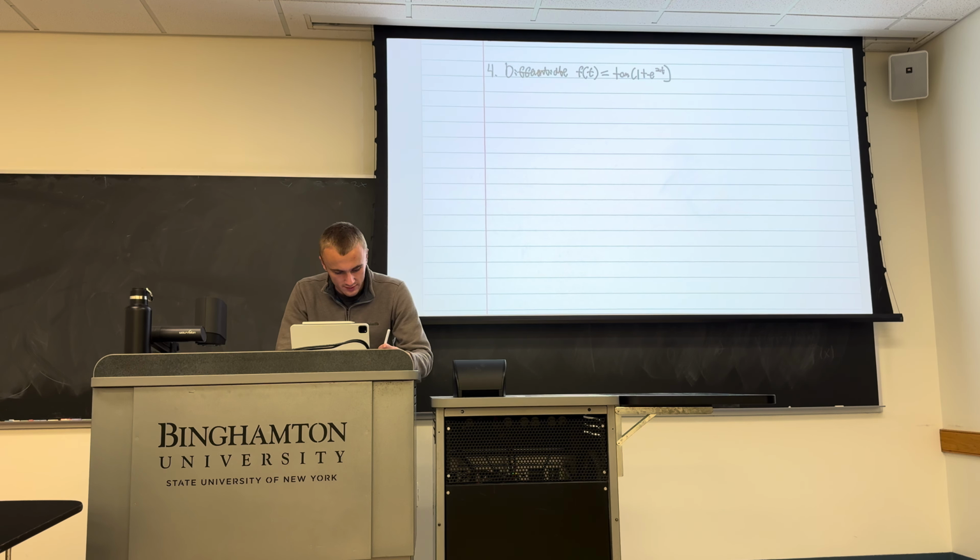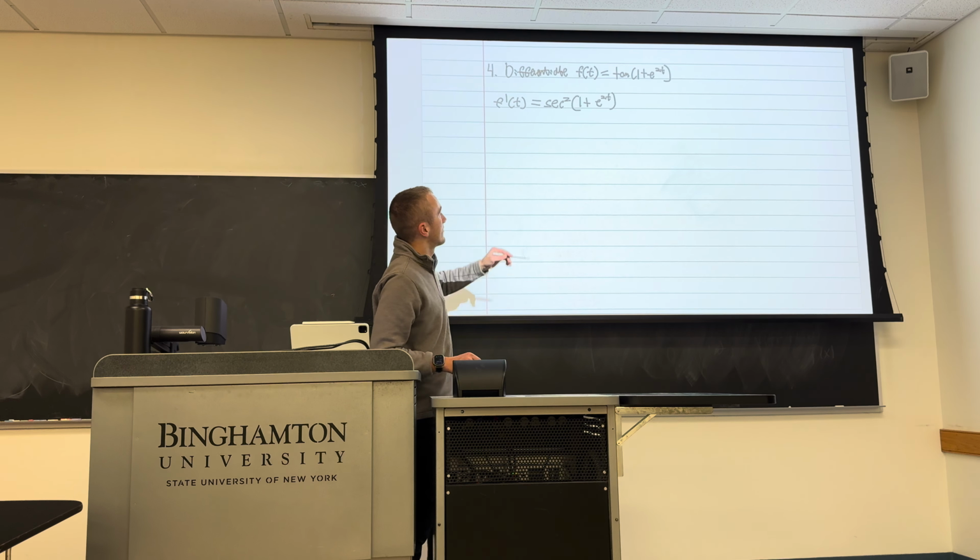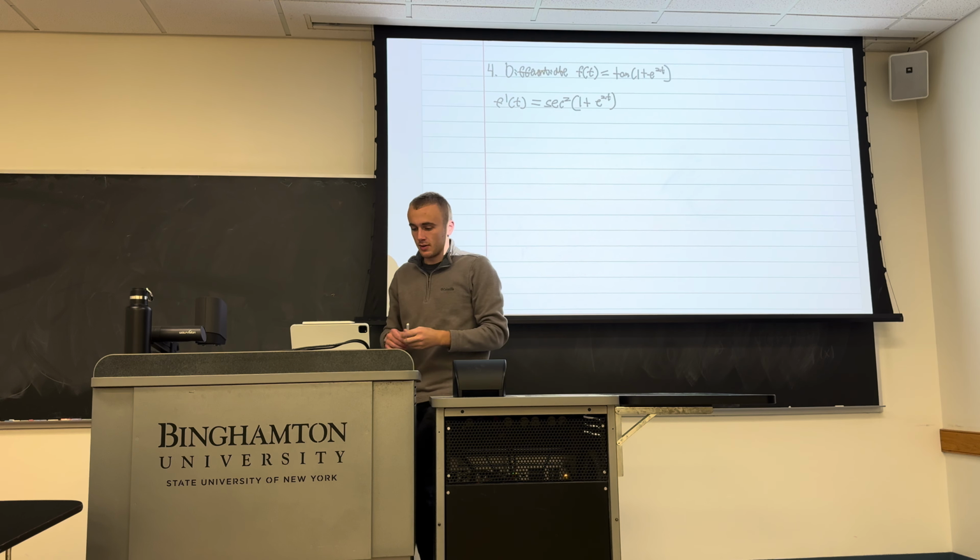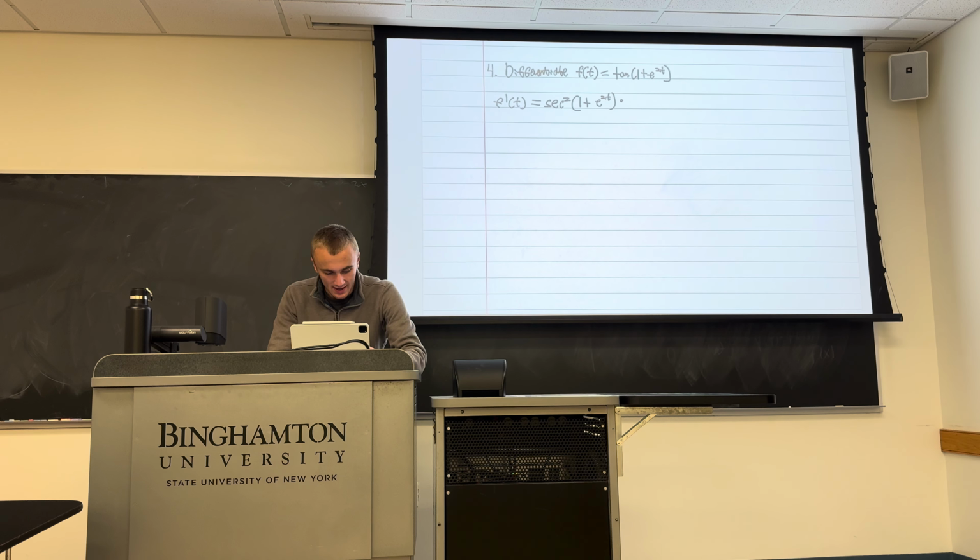So we'll do f prime of t. We know the derivative of tangent is secant squared, so secant squared of exactly what you see inside currently, so 1 plus e to the 2t. And then this is where the chain rule part comes in. Now we're just taking the derivative of what's inside there. So that's going to be times, we know the derivative of 1 is 0, and now the derivative of e to the 2t is e to the 2t times 2.